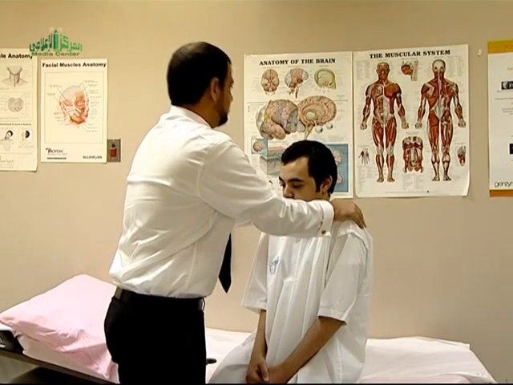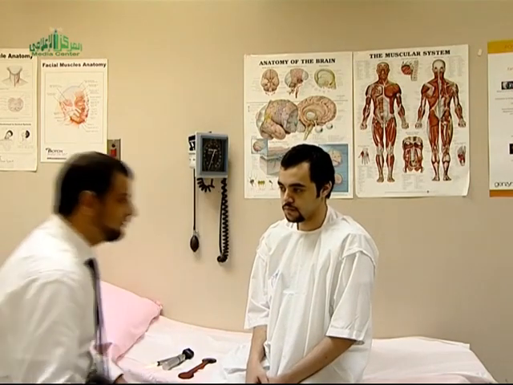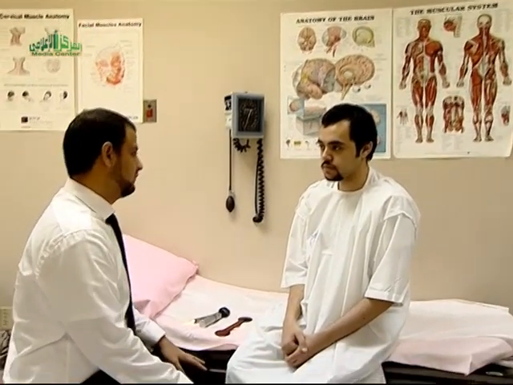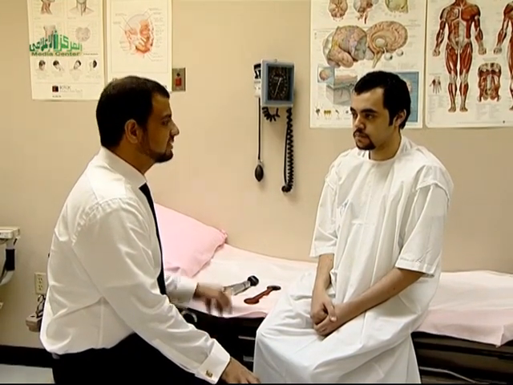So this is the trapezius muscle. So that's it. We're done with the 11th cranial nerve, the spinal accessory nerve. Cranial nerve number 12 is the hypoglossal nerve.